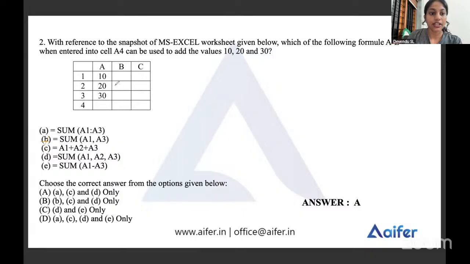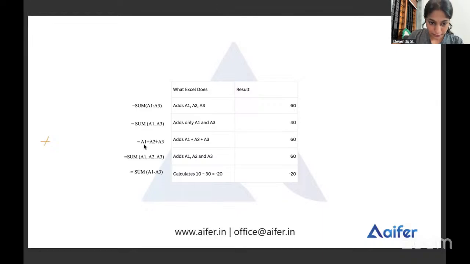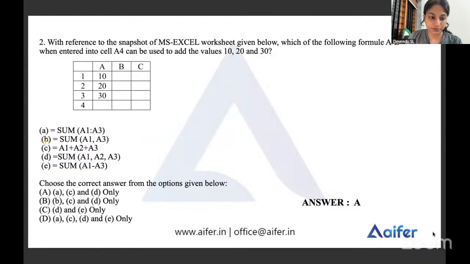We can look for the next option, that is A1 plus A2 plus A3. Here it is directly given that we have to add A1 plus A2 plus A3, and the answer will be 60. So we can use this option, and we can use option A also, right?